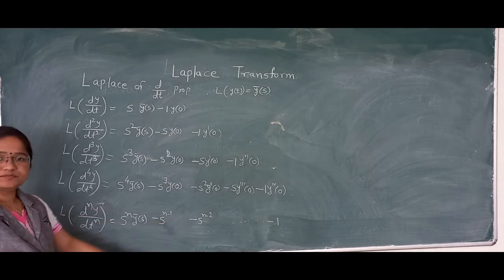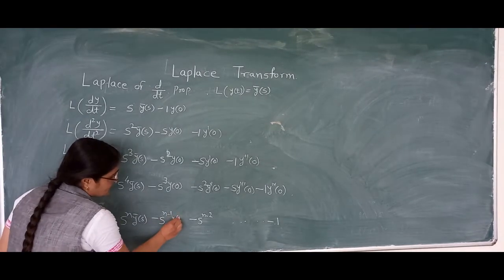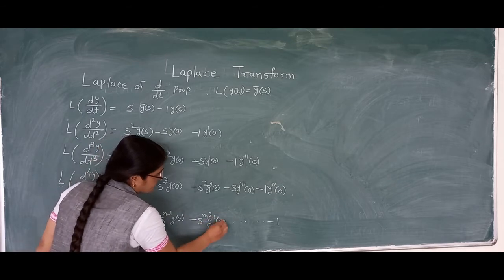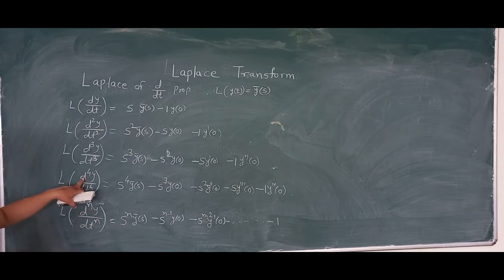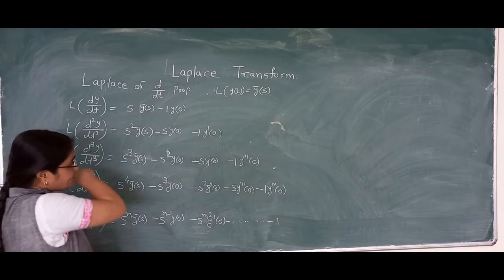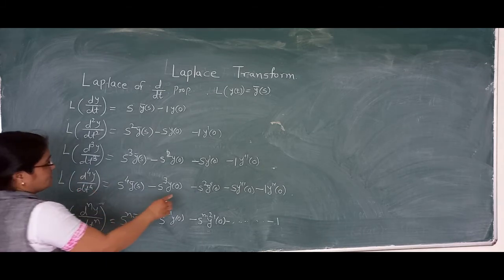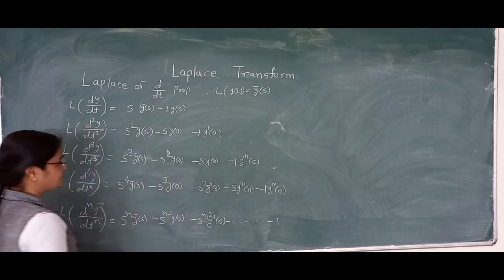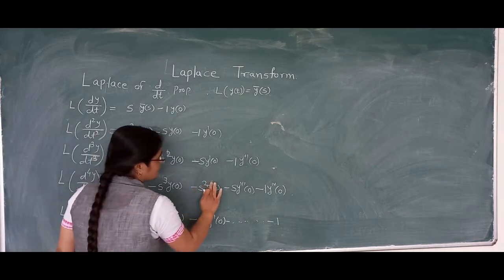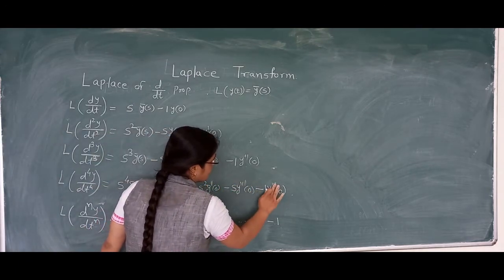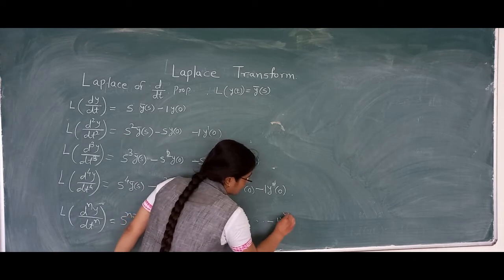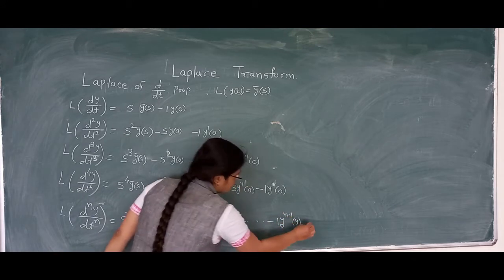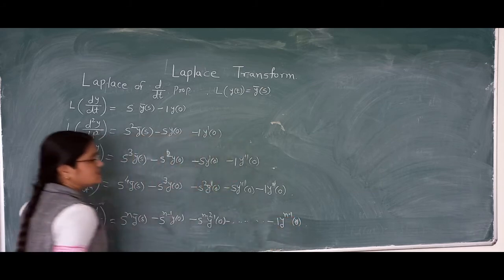What about this? It is y at 0, y dash 0, and so on. What should be the last term? If you observe, it is fourth order, so the last one is one less derivative than this. So if it is n, here should be the n minus 1 derivative value at 0.